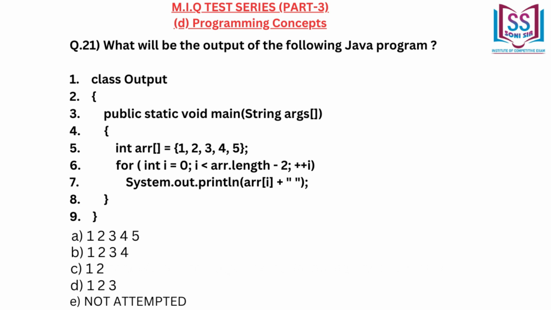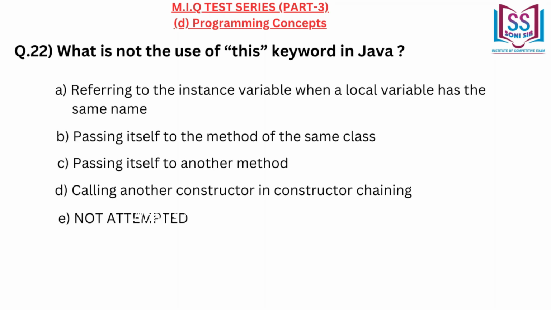What will be the output of the following Java program? A. 1 2 3 4 5. B. 1 2 3 4. C. 1 2. D. 1 2 3. What is not the use of this keyword in Java? A. Referring to the instance variable when a local variable has the same name. B. Passing itself to the method of the same class. C. Passing itself to another method. D. Calling another constructor in constructor chaining.